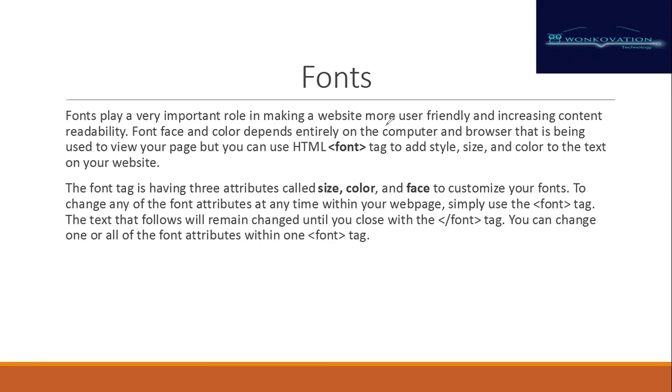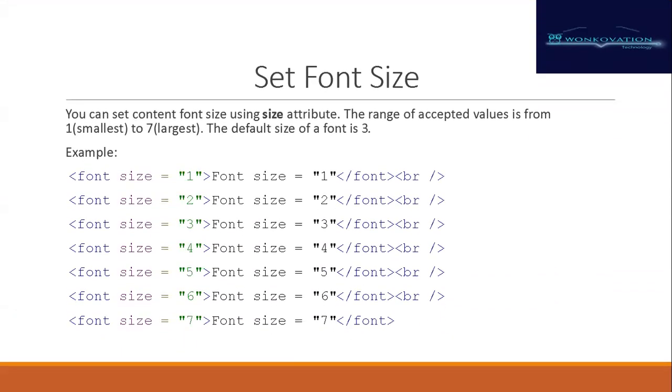The font tag has 3 attributes, which are color, size, and face. These are used to customize your font, to change your font attributes at the time when you are making a font. So what will the font tag be? It will be font. Inside font, you are going to give the attribute. So what are the attributes over there? First of all, it is font size. You can write from 1 to 7. The 1 will be smallest and 7 will be highest.